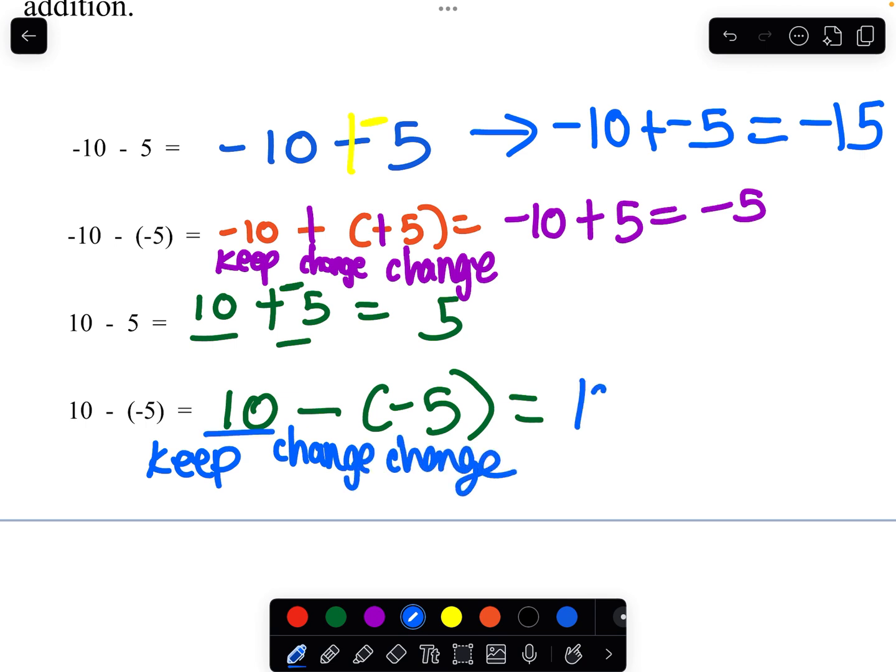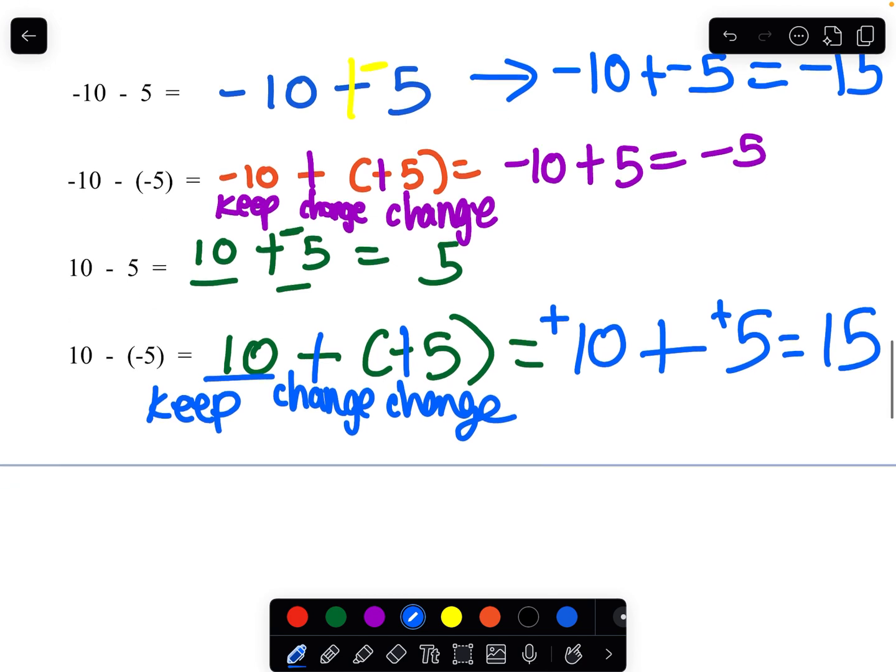I'm going to keep the sign of the 10, which is positive, the invisible positive sign. You can add it if you want, if it helps. Change, minus sign becomes a positive, and then change. The negative 5 becomes a positive 5. Positive 10 plus positive 5, well, that's positive 15 or just 15. There's my answer.